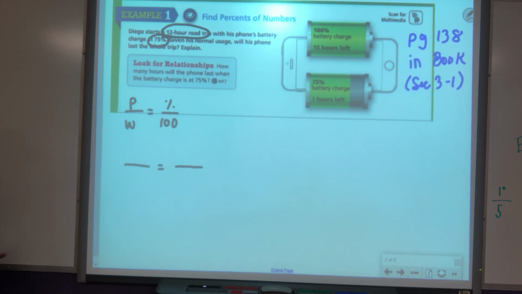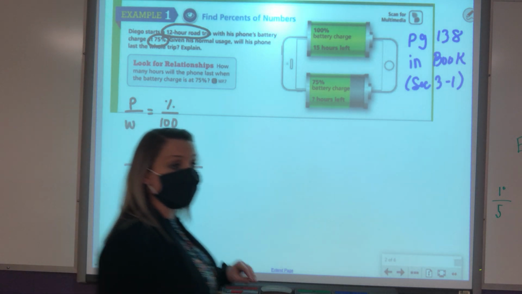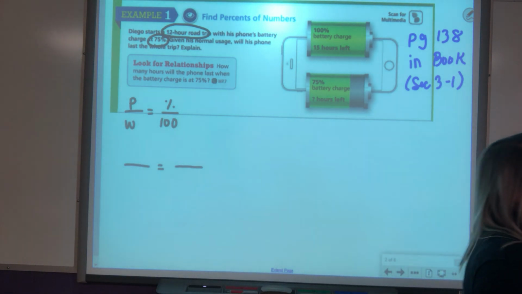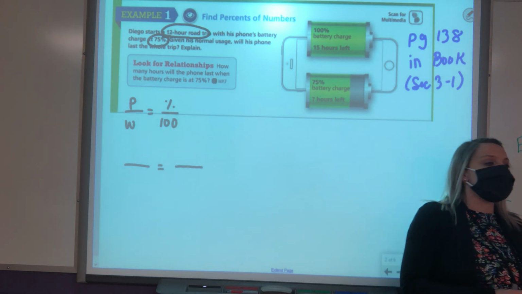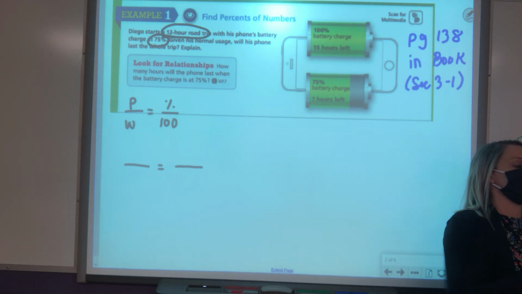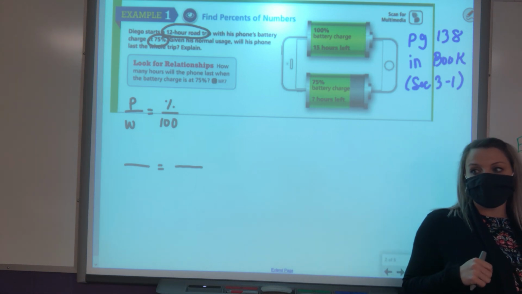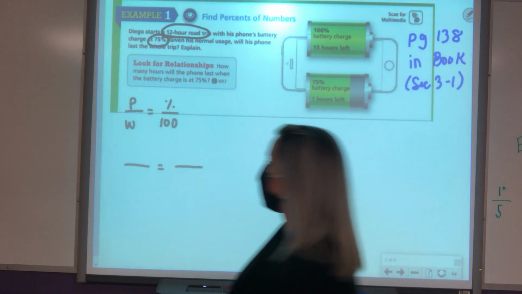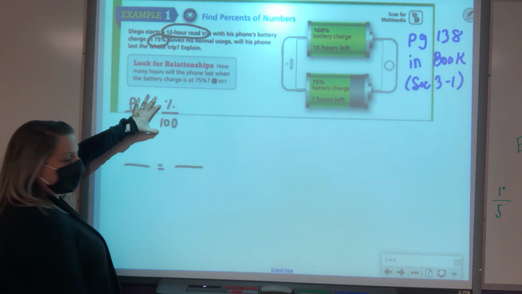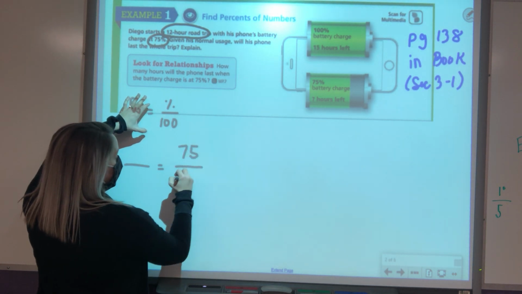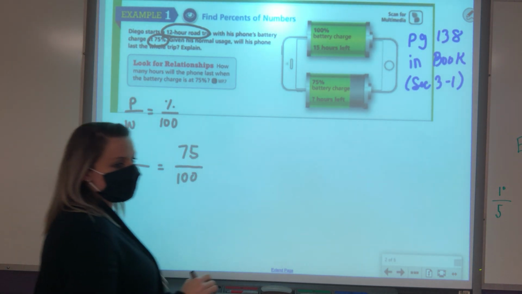So what other information did the picture give you? Zach? That when it's charged at 100% it lasts 15 hours. So if the phone is charged to 100%, it lasts 15 hours. So we need to think about our part, our whole, and then our percent. Currently, what percent is the phone charged at? 75%. So that's going to be your percentage ratio right here. So we know the phone is charged at 75%.